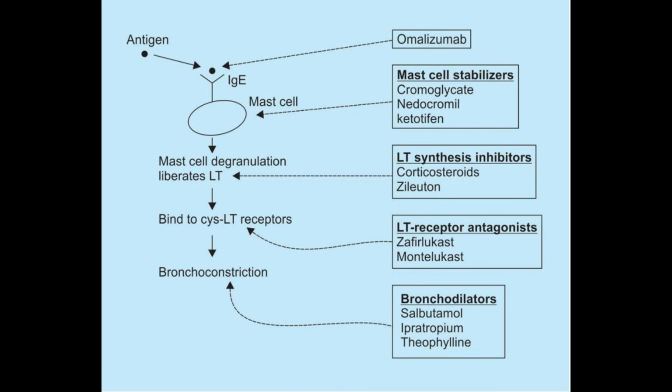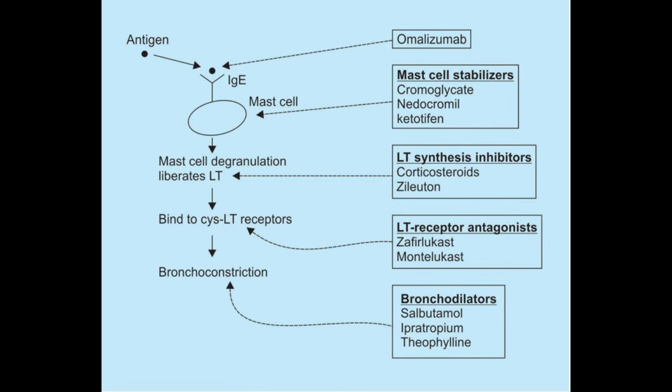For that, we can give mast cell stabilizers, so they will not allow it to release the leukotrienes, histamine, and the prostaglandins. We can stop the leukotriene synthesis. For that, we have to give leukotriene synthesis inhibitors, and those are corticosteroids.